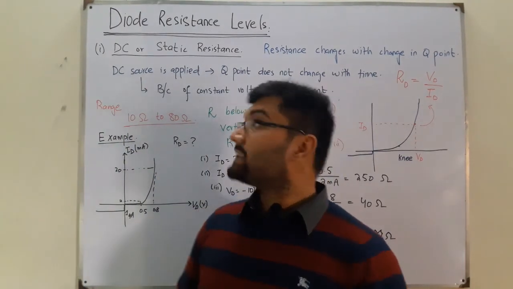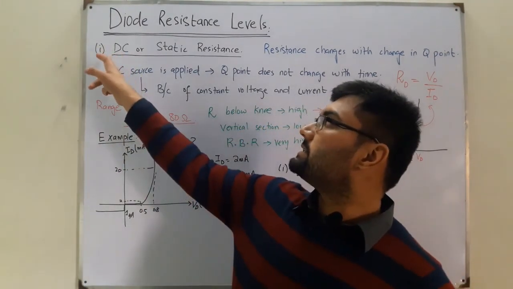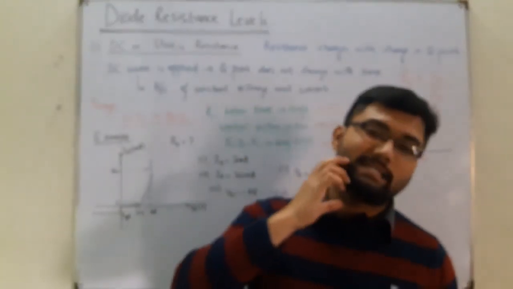All right, so I should have said the names over here. This is the DC or static, the second is AC, and the third is AC average.